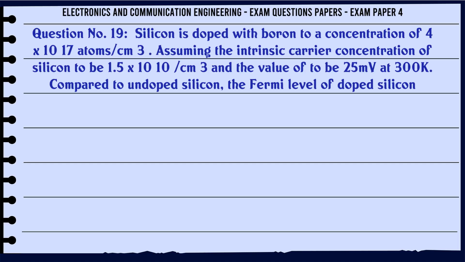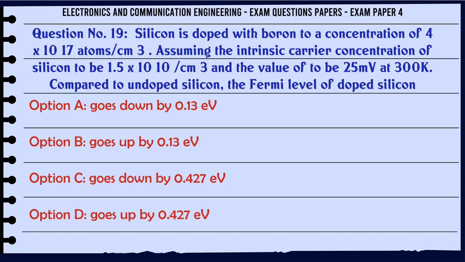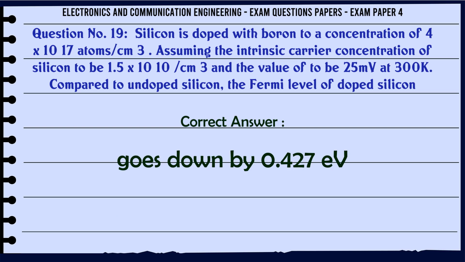Silicon is doped with boron to a concentration of 4×10^17 atoms/cm³. Assuming the intrinsic carrier concentration of silicon to be 1.5×10^10 /cm³ and the value of kT/q to be 25 mV at 300 K, compared to undoped silicon, the Fermi level of doped silicon A. goes down by 0.13 eV, B. goes up by 0.13 eV, C. goes down by 0.427 eV, D. goes up by 0.427 eV. The correct answer is goes down by 0.427 eV.